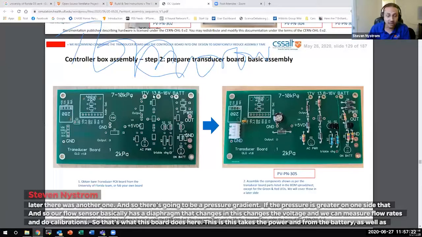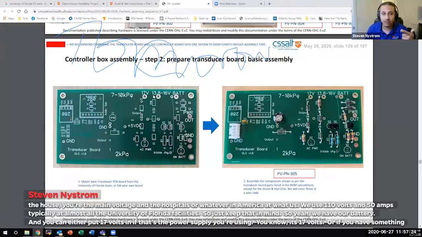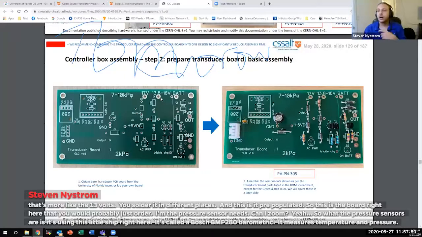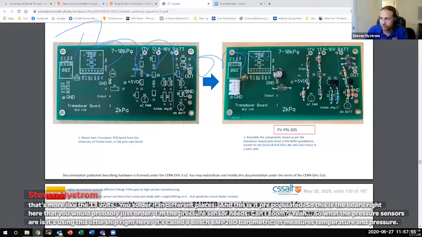This takes the power in from the battery as well as the house, the main voltage in the hospitals or whatever. In America, at UF, we use 110 volts and 50 amps typically at almost all the University of Florida facilities. So just keep that in mind. So yeah, we have our battery, and you can either put 17 volts in if that's the power supply you're using, or if you have something that's more like the 13 volts, you solder it in different places. And this is it pre-populated. So this is the board right here that you would probably just order.